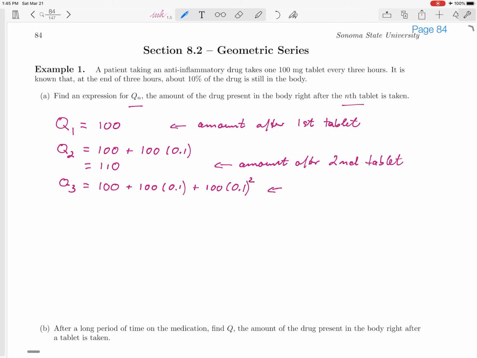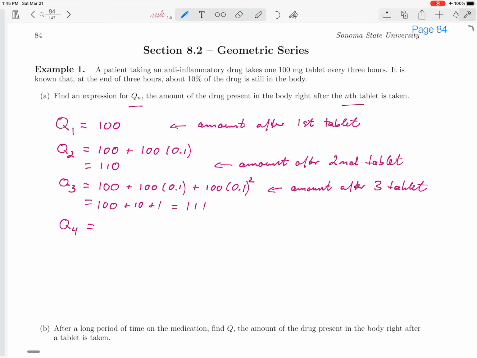And so when we add those three terms up, we have the amount after 3 tablets. And we can add those up, and when you do that, you have 100, you get 10 from the next one, and you get 1 from the next one. So 100 plus 10 plus 1, that is a total of 111 milligrams. Let's do one more.